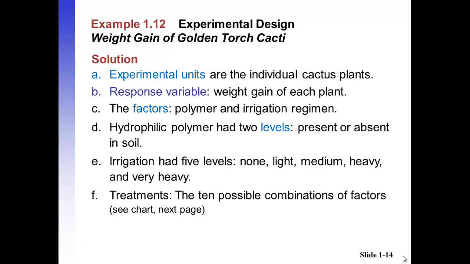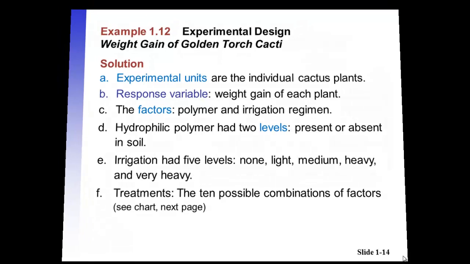Irrigation, on the other hand, had 5 levels. There was none, light, medium, heavy, or very heavy irrigation. The treatments then allow for 10 possible combinations of factors. There are 5 possibilities for the irrigation level. There are 2 possibilities for the amount of hydrophilic polymer.